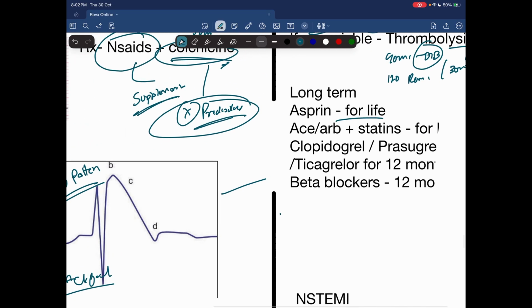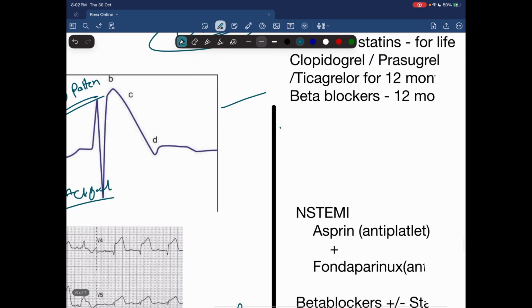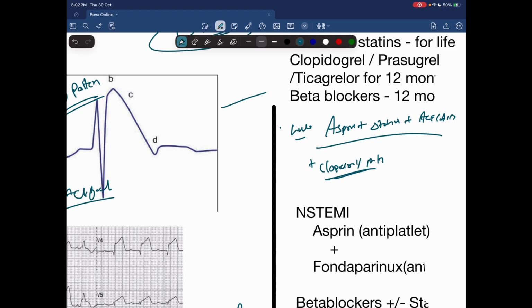Long term, we can use aspirin. So you have to give aspirin for life. Again, ACE inhibitors and statins for life. Again, this is the question they ask: what are the drugs which are given for life? Or they'll give you a list of medications the patient is on, and they'll ask what else you need to add. Initially, this is how I'll write it. Once the patient gets MI, I'll start him on aspirin, statin, plus an ACE inhibitor or ARB. I'll tell him you have to take these lifelong. Along with this, I'll start him on clopidogrel, prasugrel, or ticagrelor, depending on the situation, for 12 months, and a beta blocker for 12 months.